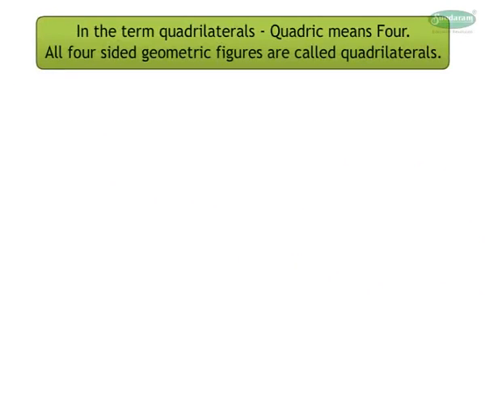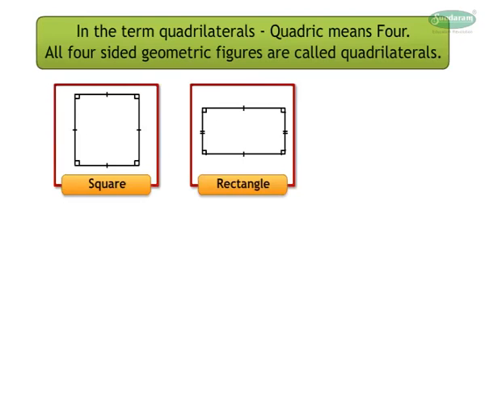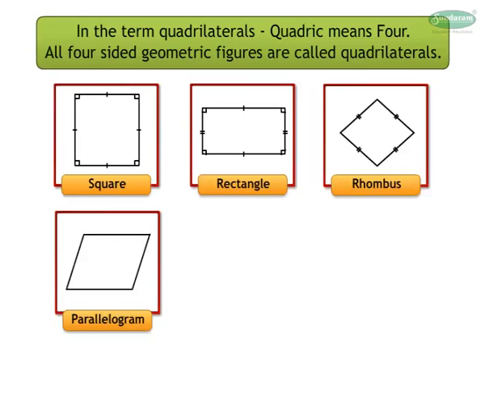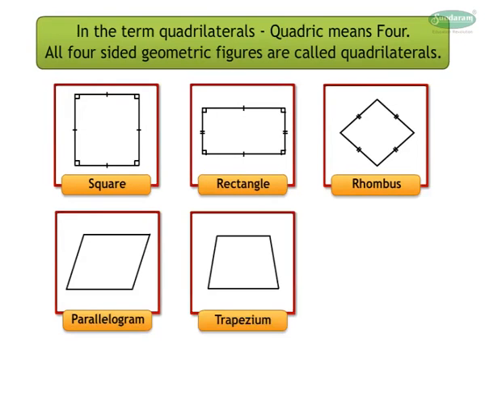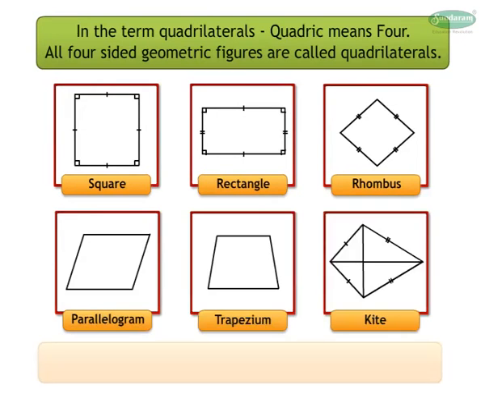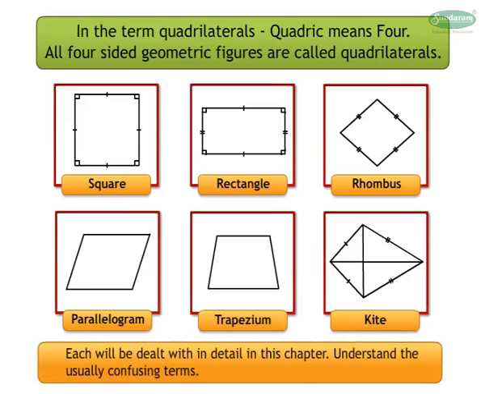In the term quadrilaterals, quadri means four. All four-sided geometric figures are called quadrilaterals. This includes a square, rectangle, rhombus, a parallelogram, a trapezium, a kite. Each will be dealt with in detail in this chapter.